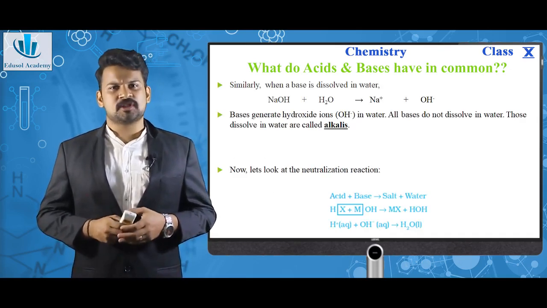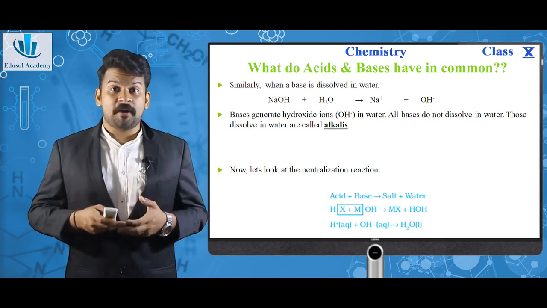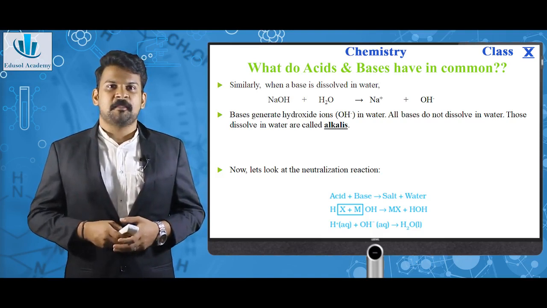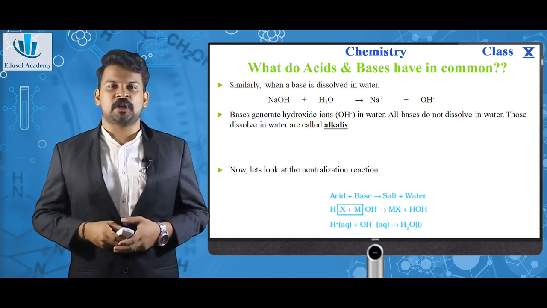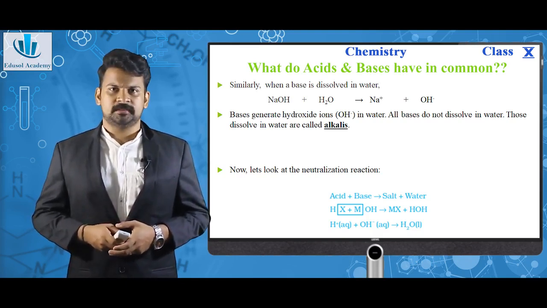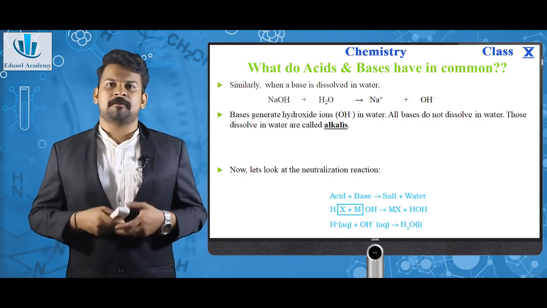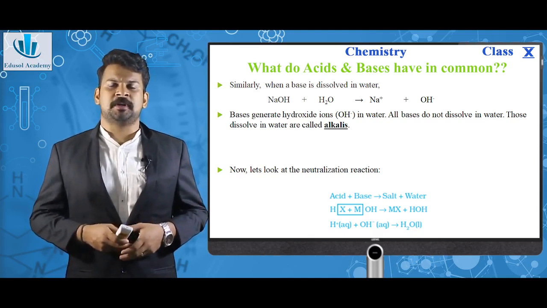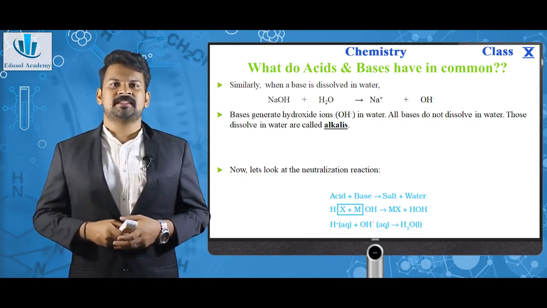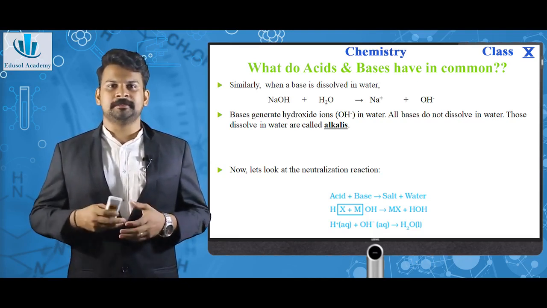Similarly, when a base is dissolved in water, as you can see, sodium hydroxide is dissolved in water. NaOH plus H2O gives Na plus and OH minus. Bases generate hydroxide ions, also called OH minus ions, in water. All bases do not dissolve in water. Those bases which dissolve in water are called alkalis. As in the case of hydrogen ions, OH minus ions show their predominant power in the presence of water. Now, let's look at the neutralization reaction, which means the acid-base reaction that forms salt and water.